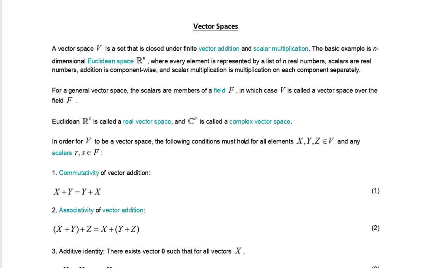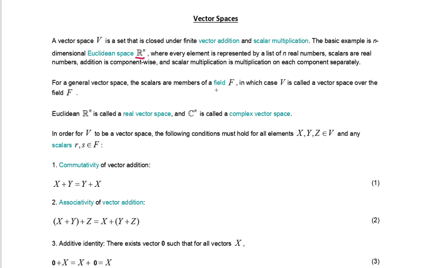A vector space V is a set closed under finite vector addition and scalar multiplication. A basic example is n-dimensional Euclidean space, Rn. Now you're used to that as a vector space. Every element is represented by a list of n real numbers. Scalars are real numbers. Addition is component-wise, and scalar multiplication is multiplication on each component separately.